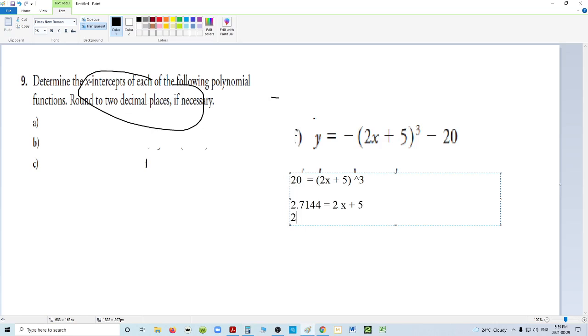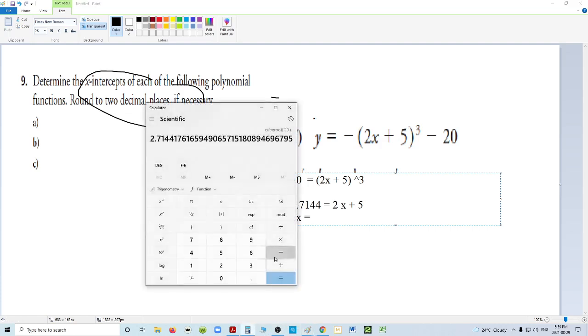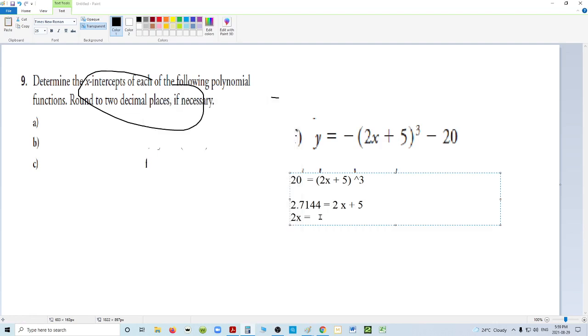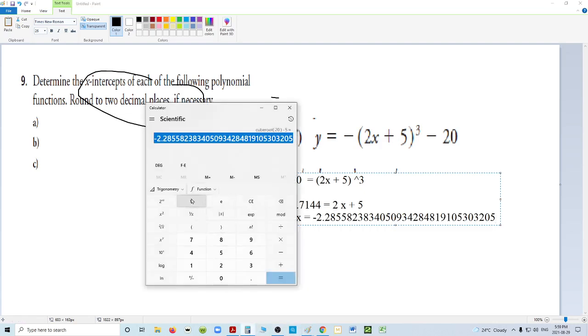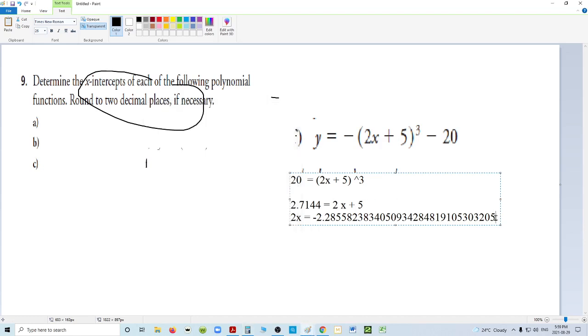So 2x is equal to negative, and then we're going to subtract 5 from it. And then when I divide that by 2, we're going to round it up. 1.14 negative.